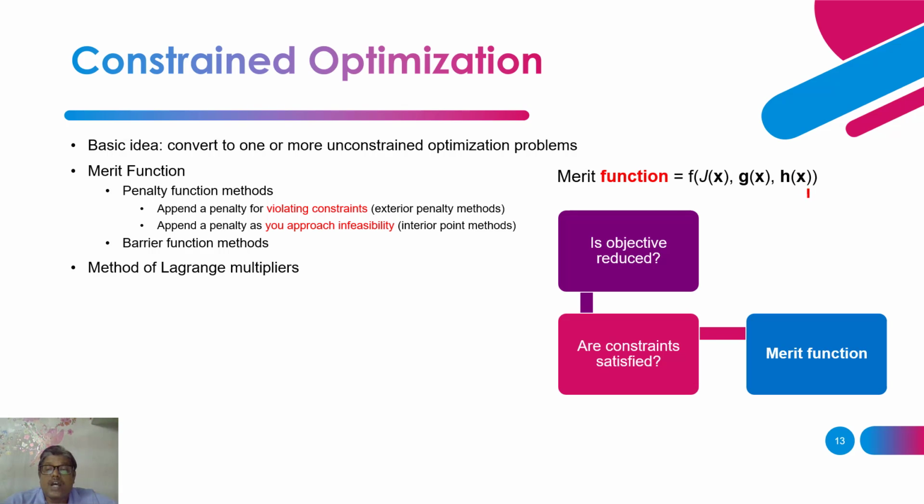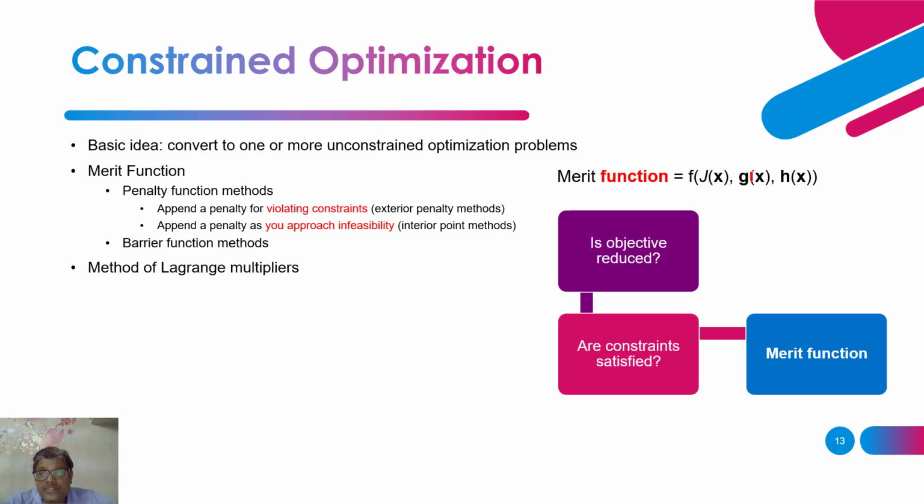Now, again two kinds of functions are available. One is called the penalty function method, the other is called the barrier function method. In penalty, again there are two: interior penalty and exterior penalty methods. What the exterior penalty method does is append a penalty for violating the constraints. We check if there are violations and try to compensate for them. That we call the exterior penalty method. So if there is a violation, the violation is compensated.